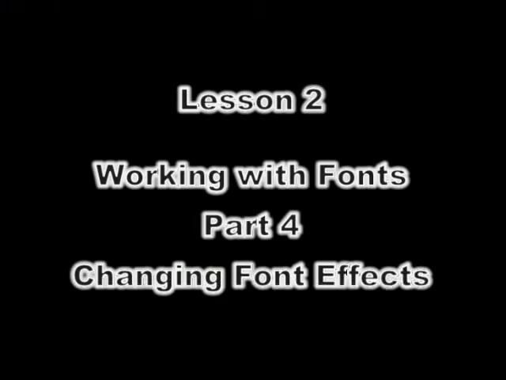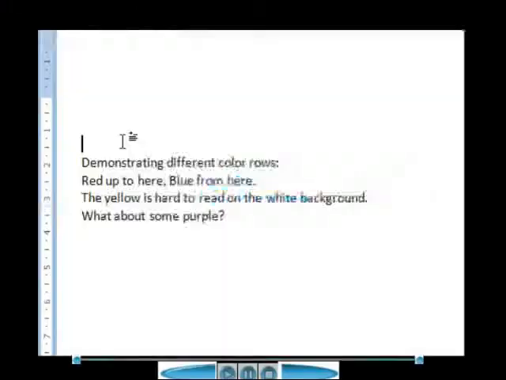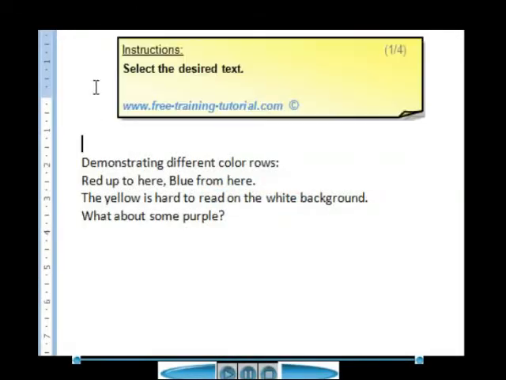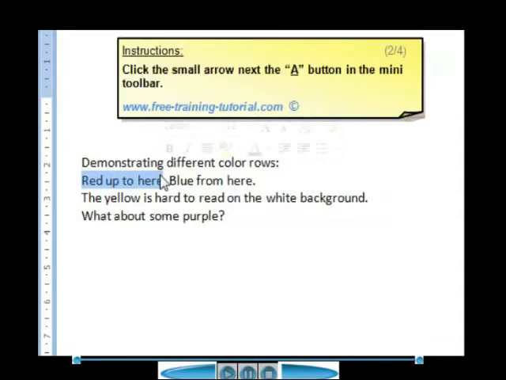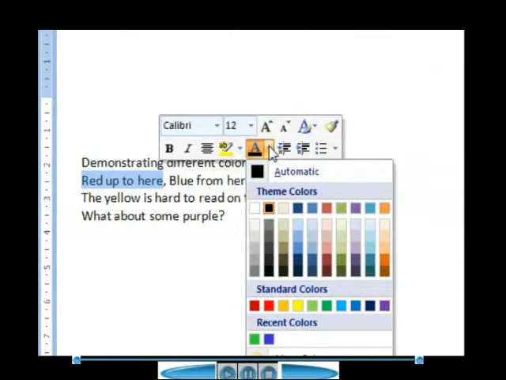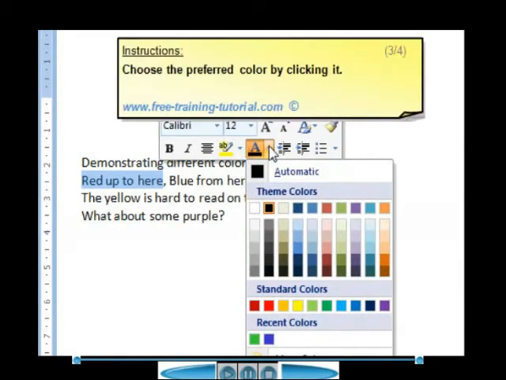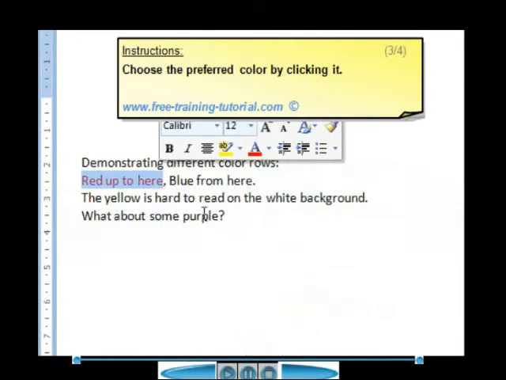Part 4. Changing font effects. This is the part that will teach you how to change the color of the text. Select the text and click the Colors button included on the font group of the ribbon, or highlight the text and right-click and choose the Colors tool. Select the color by clicking the down arrow next to the Font Color button.